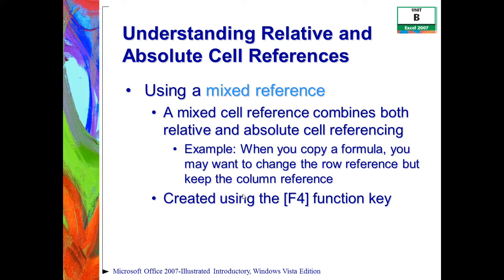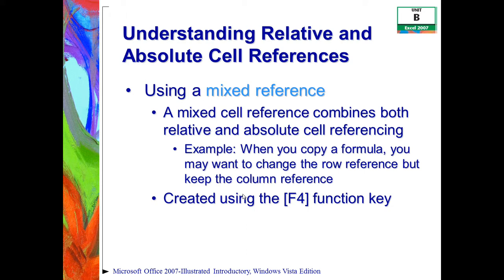So if you didn't want the column to change, for an example C14, you would put $C and then the number 14, which means that it's always going to stay in column C, but the row numbers would change. Or if you wanted the column to change but not the row number, you would just put $14. So there's lots of different combinations.